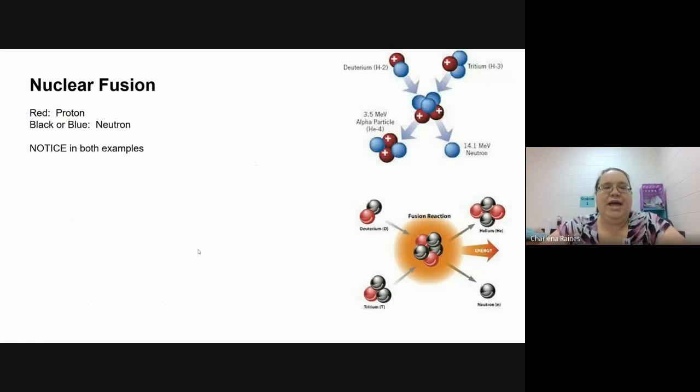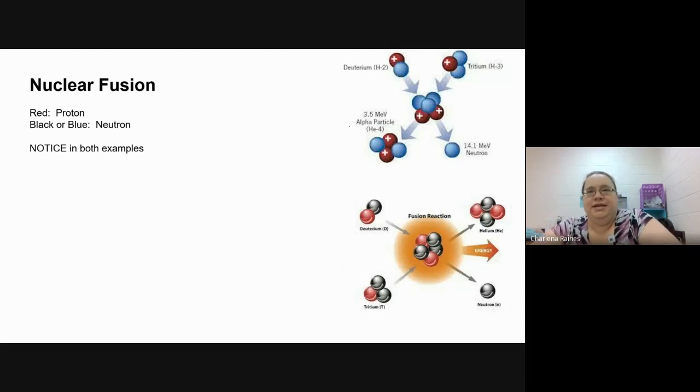So if we were to look at nuclear fusion in a graphical representation, I've got two different diagrams here showing the same kind of information. In both of them, my protons are red. So that positive part of the nuclei is red. My neutrons are either blue or black, depending on which illustration you're looking at. And there's no electrons. So when you get to high enough temperatures, the electrons are actually pulled off of the nuclei, and the nuclei can interact with each other without the interference of the negative charges.